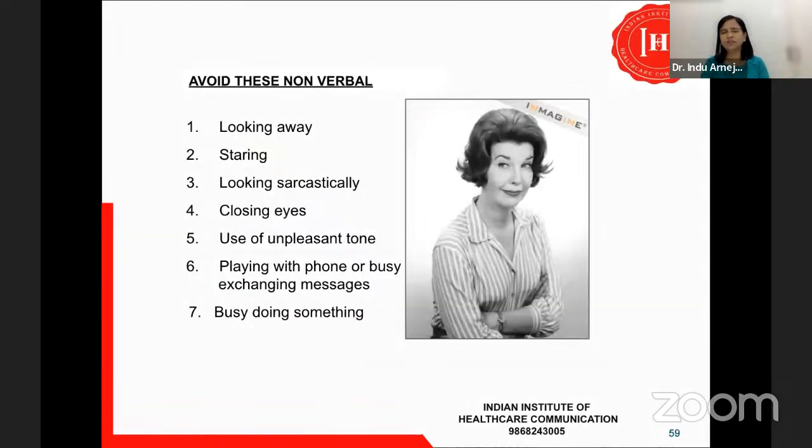So I think these non-verbals we should always avoid when the person is talking or saying something. If we start looking away, or we start staring, or you look sarcastically, I've seen people closing their eyes. That means they are showing that we are not interested in listening to what you are saying. But if you can't do that, then sometimes I've seen people using an unpleasant tone of voice, or they start doing something indicating that I'm not listening to you or I'm not interested in you.